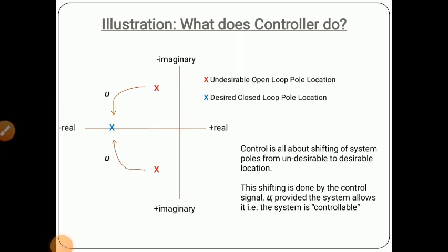If you want to make control, then your system should be controllable. This is how a controller works. It provides a control signal, and then the desirable action takes place.